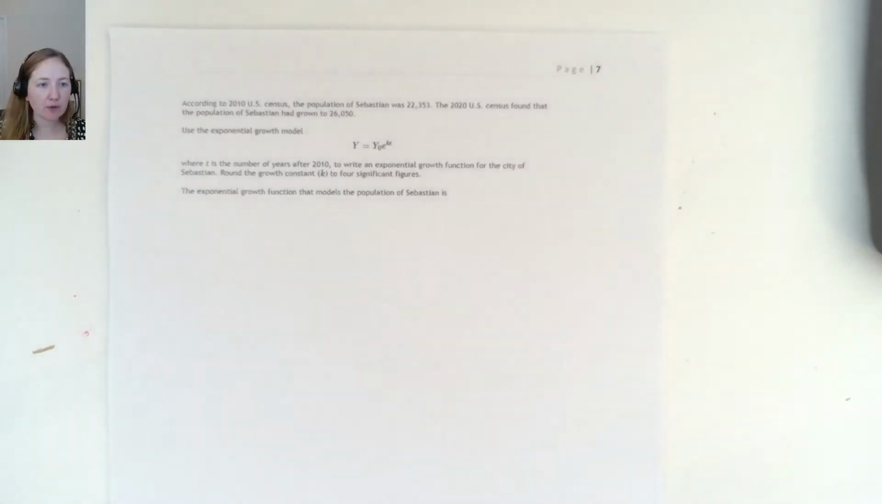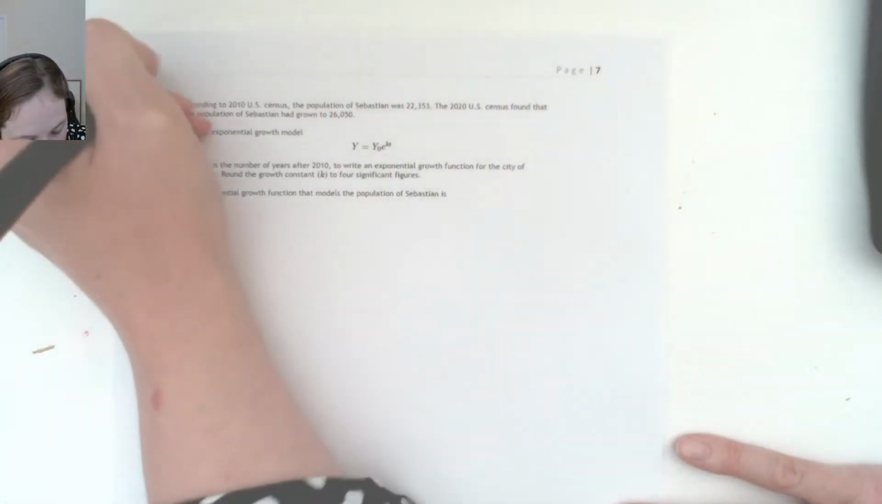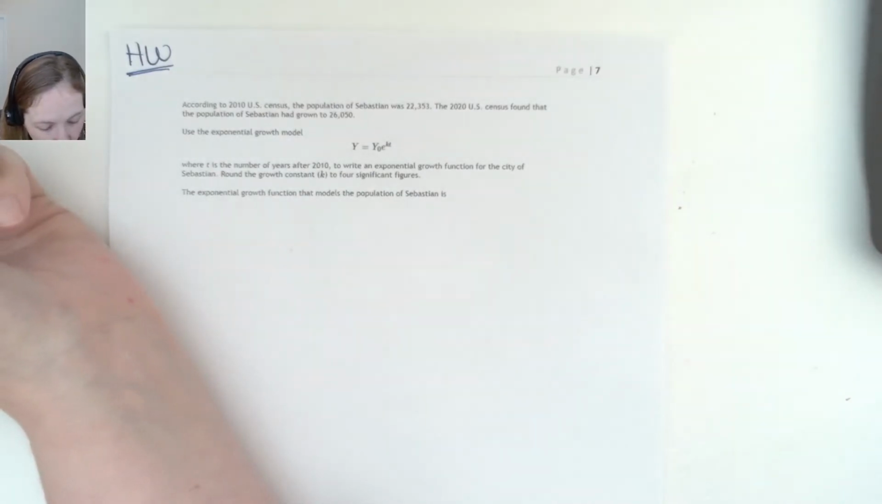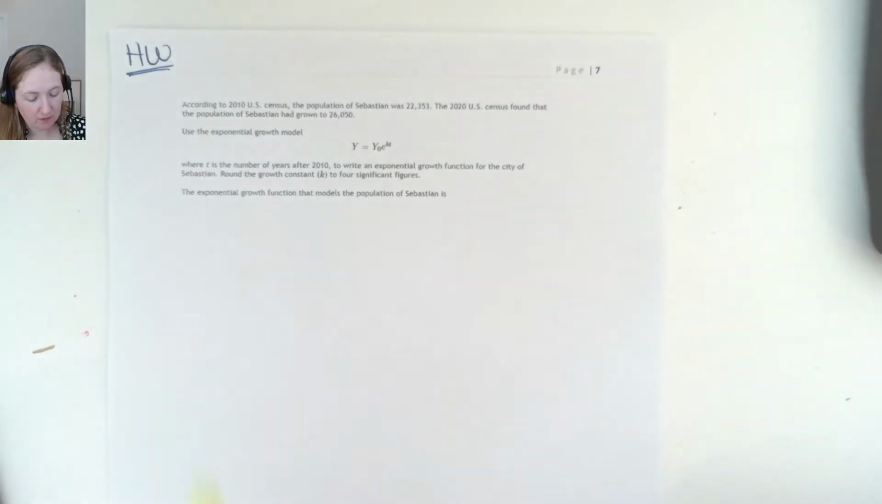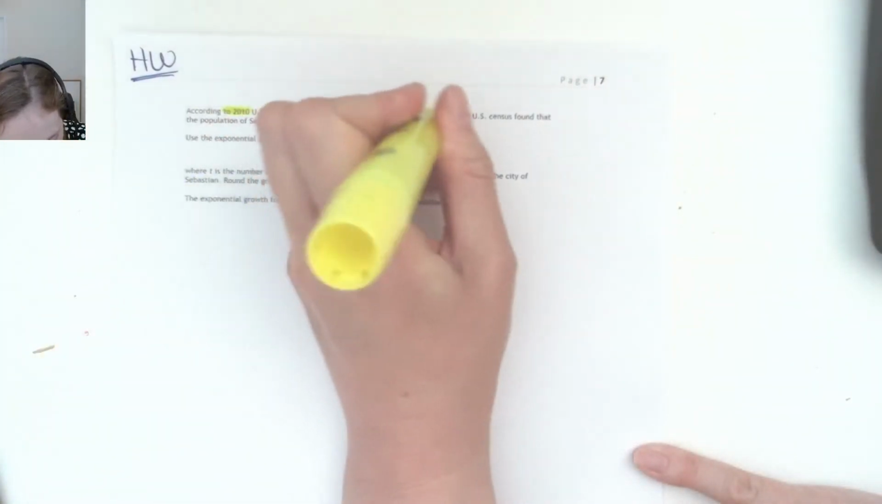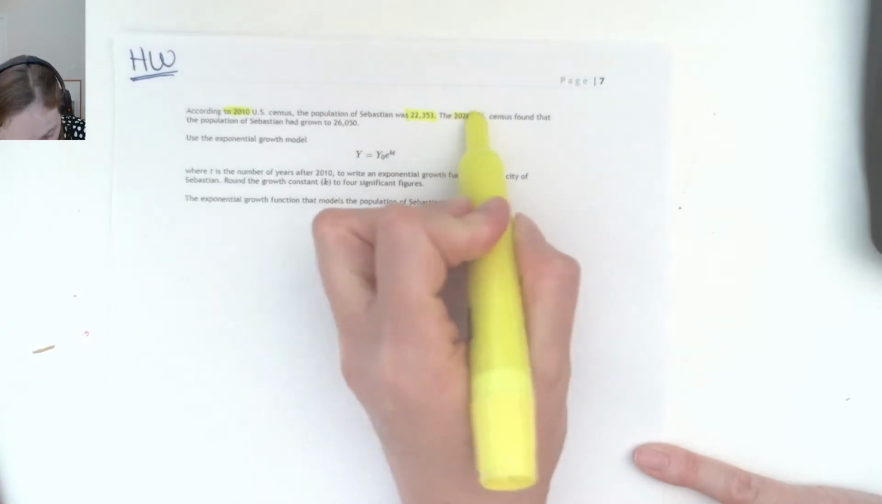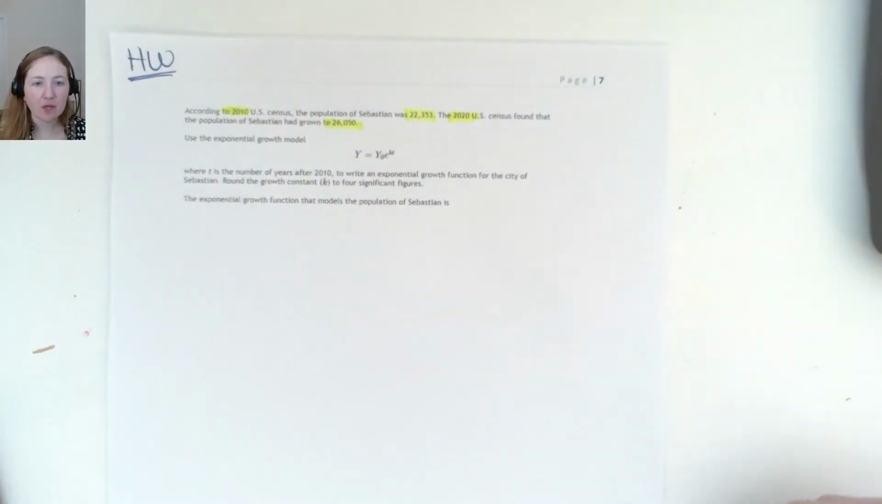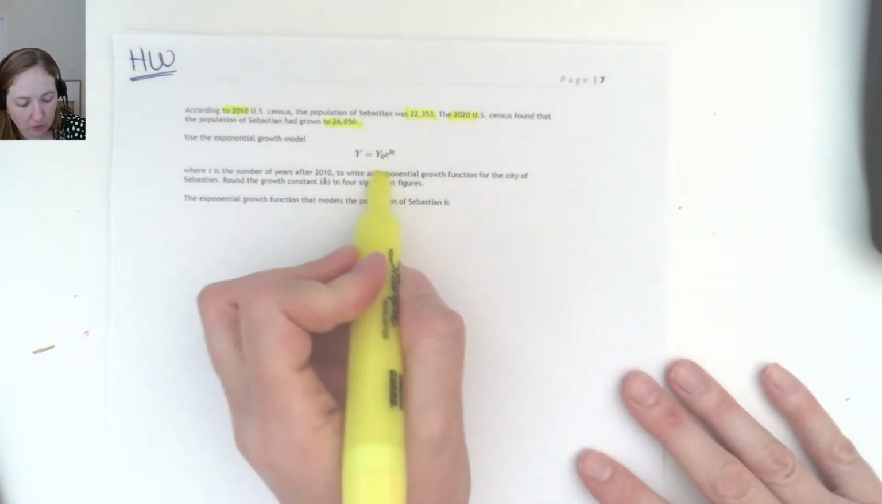Okay, so this question is really a homework only question, but I want to go through it. It's a good question. It says, according to the population in 2010, the population was 22,353. And in 2020, they found that the population was 26,050. So it says, use this exponential model to write an exponential function.